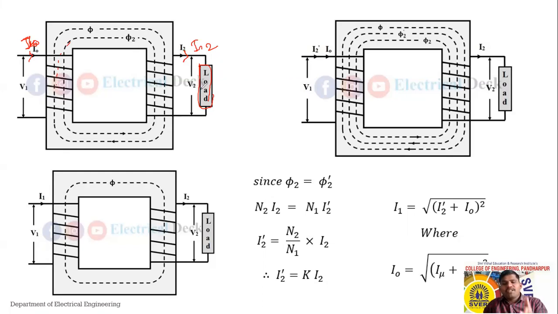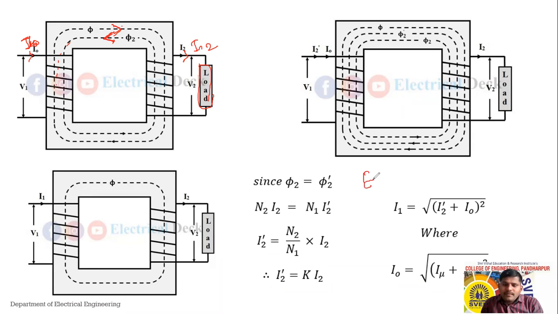This flux will be produced in the opposite direction to that of the main flux. See, phi produced in this direction, clockwise, and phi 2 produced in the opposite direction. If phi 2 is produced in the opposite direction, it will distort the main flux, or weaken its value, meaning reduce it. If the main flux value is weakened, automatically the EMF induced in the primary will be reduced, right?